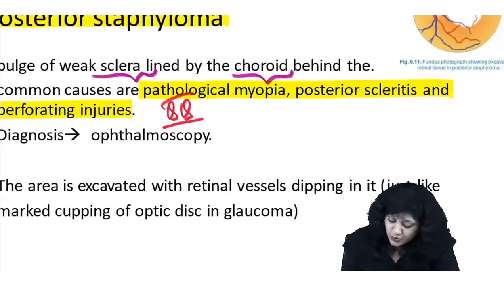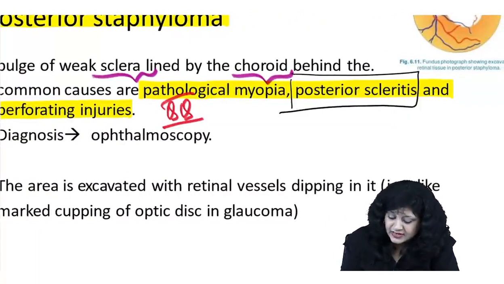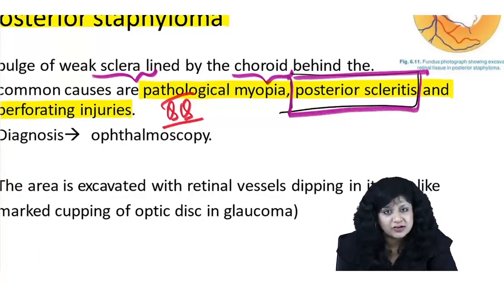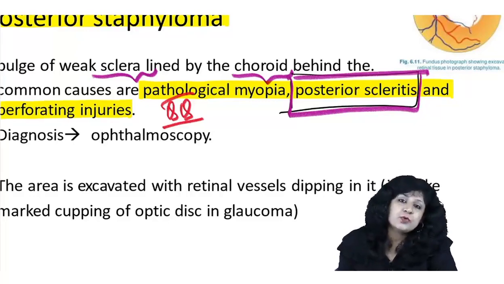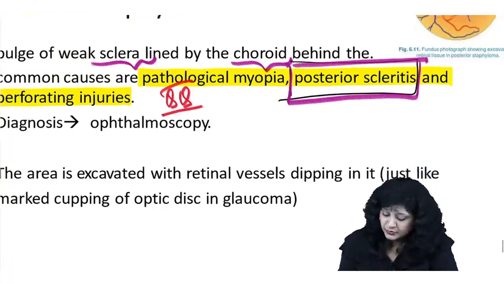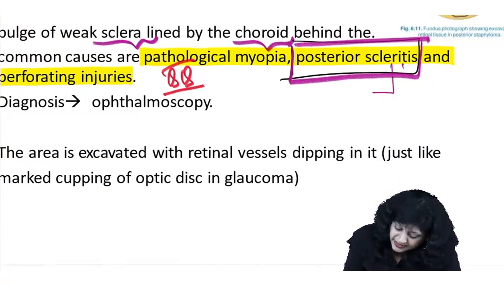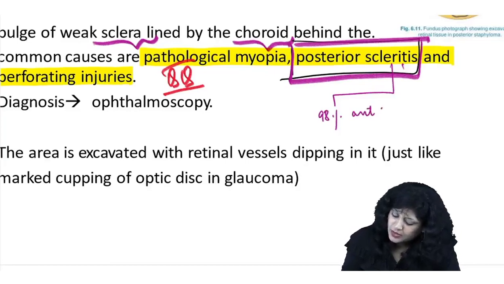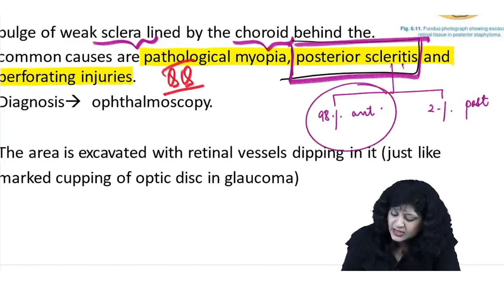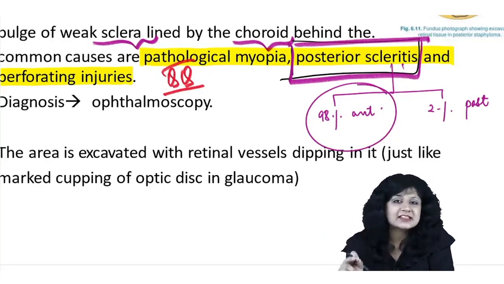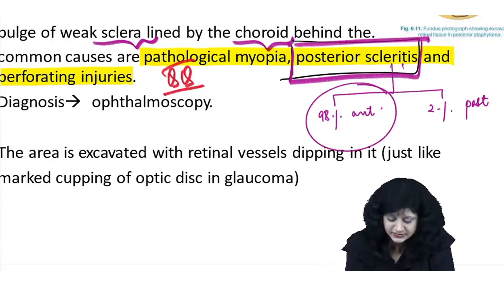Posterior scleritis. Obviously, if I am already having scleritis in the posterior aspect, then I will have the posterior staphyloma. Now, the most common staphyloma that you get in scleritis is the anterior staphyloma. Why? Because in scleritis, 98% is anterior staphyloma. Only 2% of people show the posterior staphyloma. So when it comes to staphyloma, scleritis will more commonly show the anterior staphyloma.